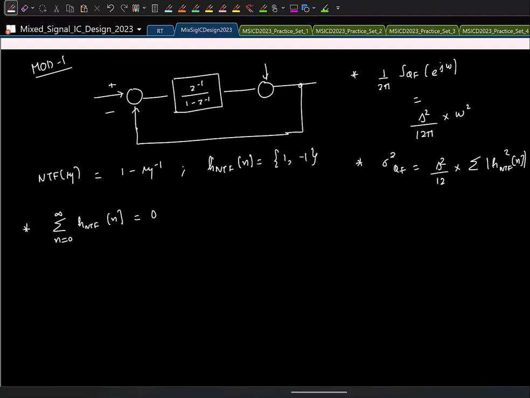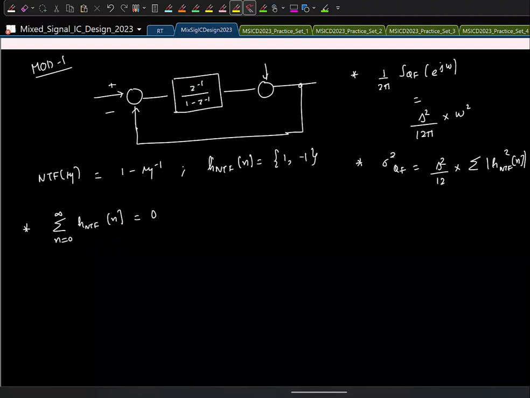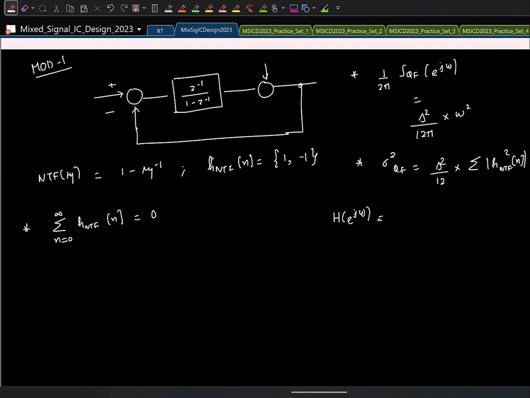If I take the sum of the impulse response, what does it correspond to in the frequency domain? So again, let's write it like this. Let us say I have H of e power j omega. What is this in terms of the impulse response? It is the sum of h of n times e power minus j omega n, right? Now look at this and tell me, if I just sum up all the impulse response, how can I get this? I have to put omega equal to 0.